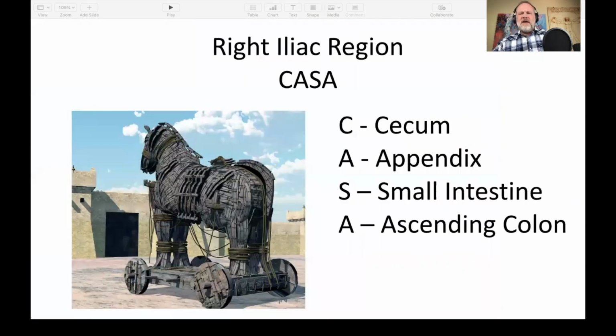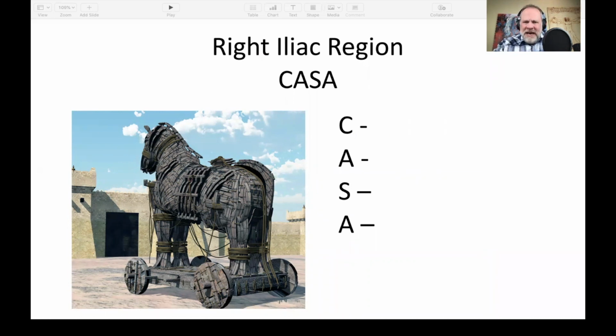Now, let's look at the very bottom here, the iliac region. Remember the CASA of Sid? Imagine the city of Troy. That house over there is the CASA of Sid. See that house in the background? That is the CASA. CASA is a Spanish word that means house. It's the CASA of Sid. The cecum, appendix, small intestine, ascending colon.